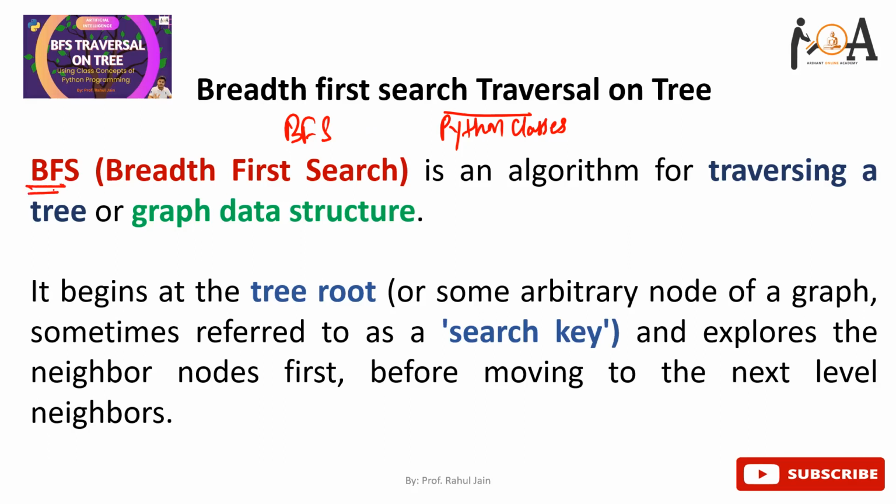Basically, BFS is an abbreviation for breadth first search. It is a traversal algorithm that can be used for tree traversal as well as graph traversal. It begins from the root node, also called the tree root, which is the uppermost parent node, as you can see, or some arbitrary node of a graph, sometimes referred to as a search key. It explores the neighbor nodes first before moving to the next level.